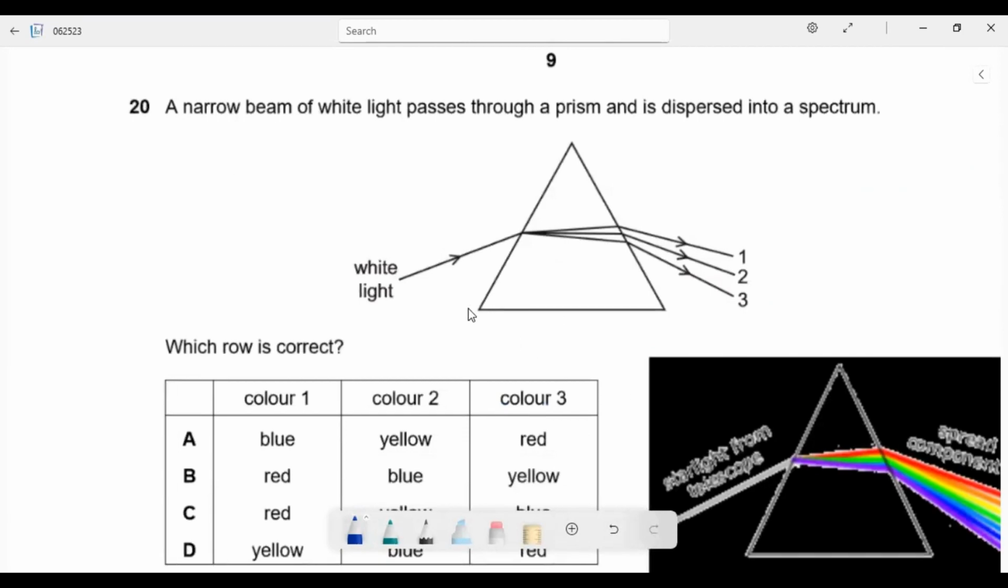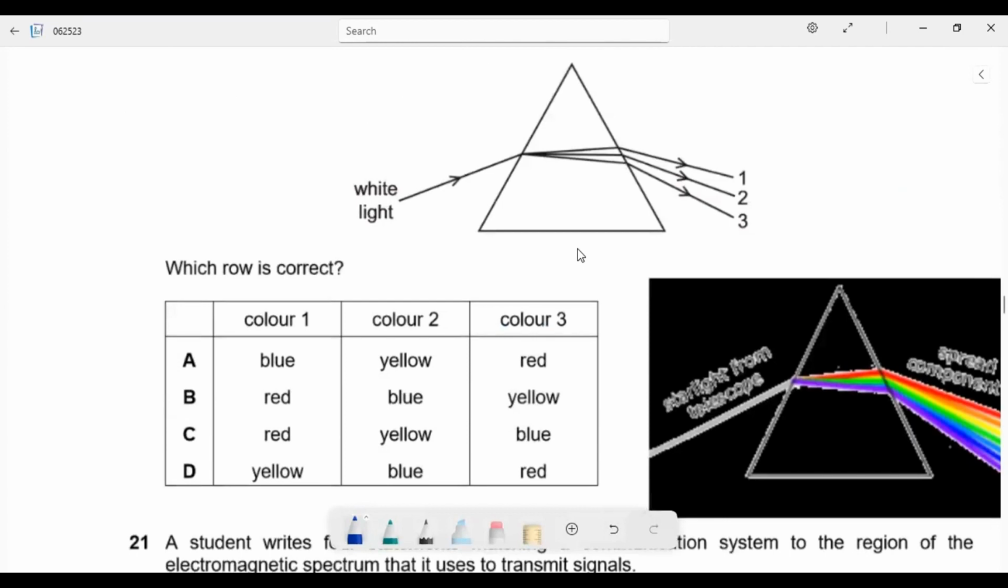A narrow beam of white light passes through a prism and is dispersed into a spectrum. White light is being dispersed into a spectrum. When the white light is dispersed, it will be split into VIBGYOR. Here red will be at the top, least deviated, and the most deviated will be violet. So it will go in this path: violet, indigo, blue. In this way it will go.